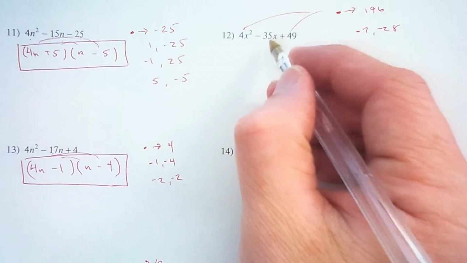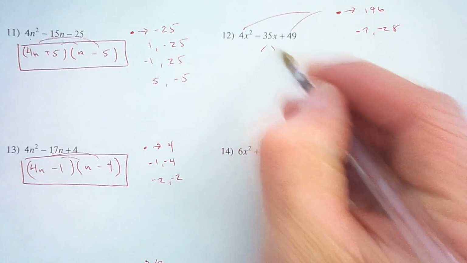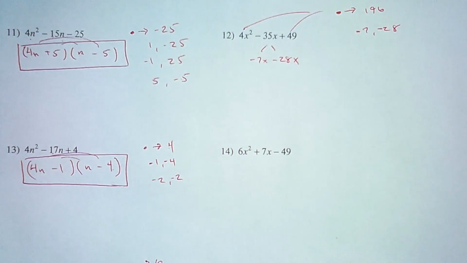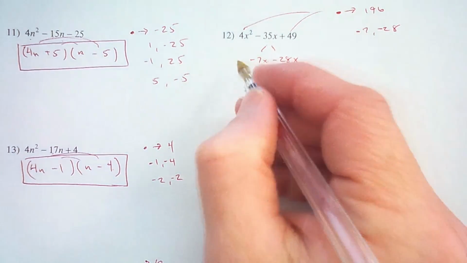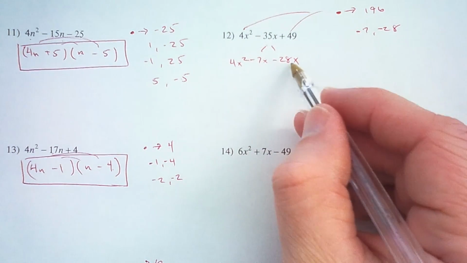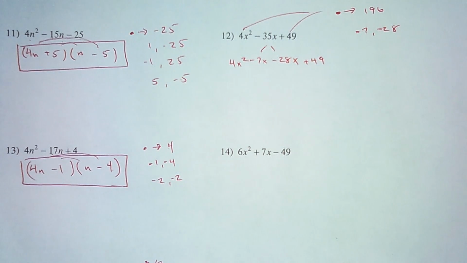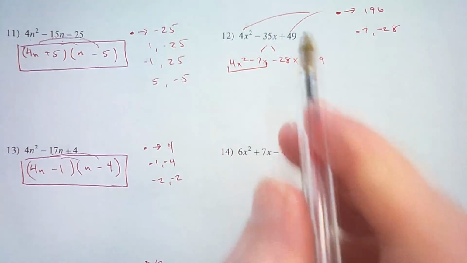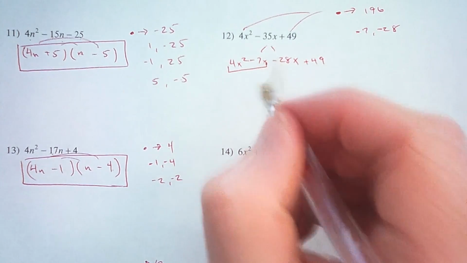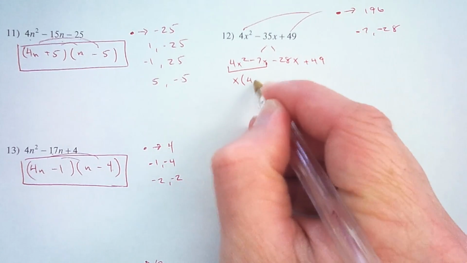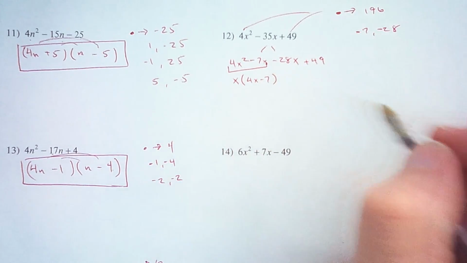Now, what we're going to do is take this negative 35x and split it up into negative 7x minus 28x. And the order here is not going to matter. So we've got 4x squared minus 7x minus 28x plus 49. Okay, now the actual factor by grouping part starts now. We're going to group these first two and see what we can factor out. The greatest common factor of these two terms is x. We can factor out an x, and that leaves us with 4x minus 7.